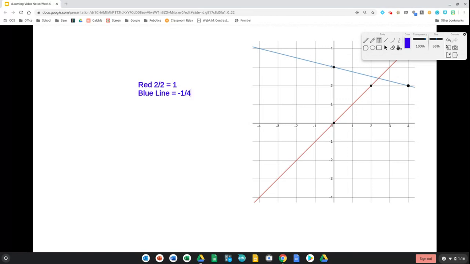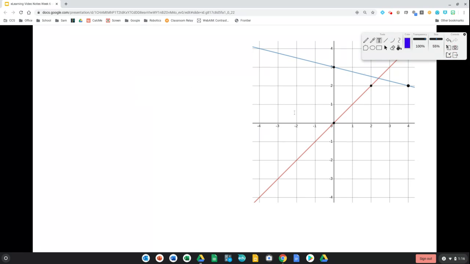Because you go down 1 and over 4, there's no connection between those. The reason there's no connection is because there's no connection between these lines. They're not parallel. They're not perpendicular. There's neither one. So just like there's no connection between their slopes. But in our lesson today, we're focusing on this idea of parallel and perpendicular lines.